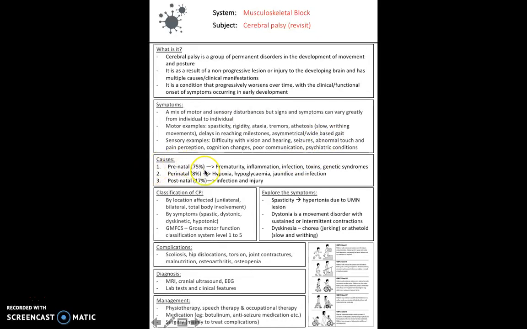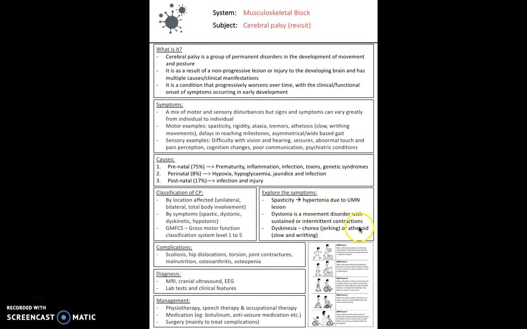The causes can be divided into prenatal, perinatal, and postnatal, with prenatal being by far the most common, including prematurity, inflammation, infection, toxins, and genetic syndromes, all contributing to the risk of developing cerebral palsy. There's also a link to periventricular leukomalacia, which is something that can be seen on scans, so that's softening of the white matter. So in exploring the symptoms, spasticity is hypertonia due to the upper motor neuron lesion.